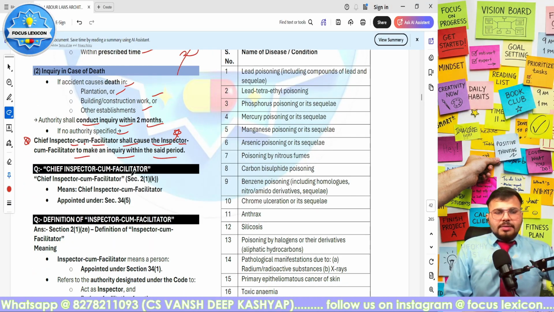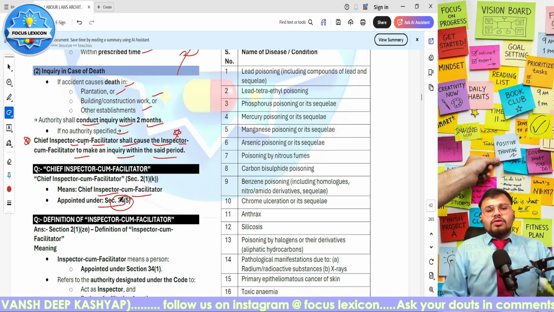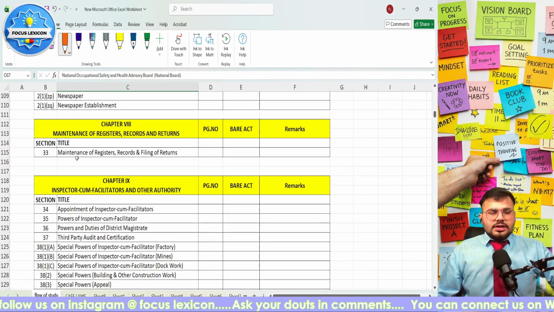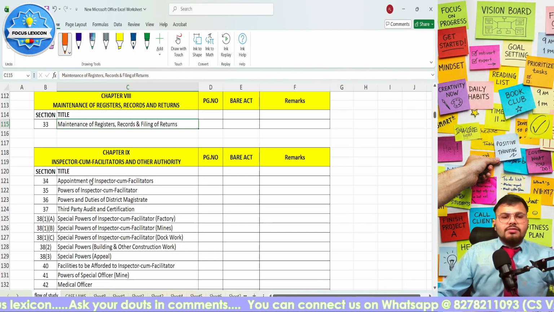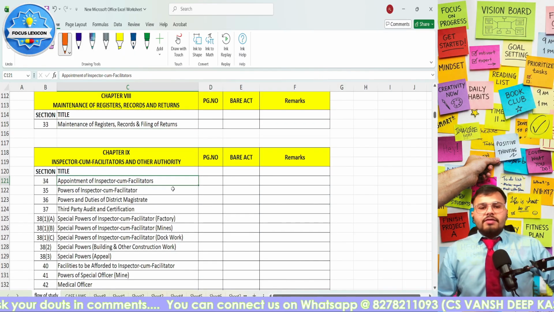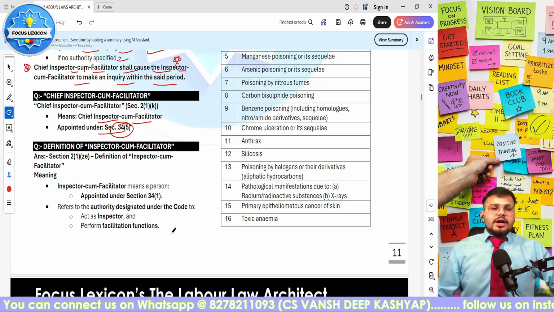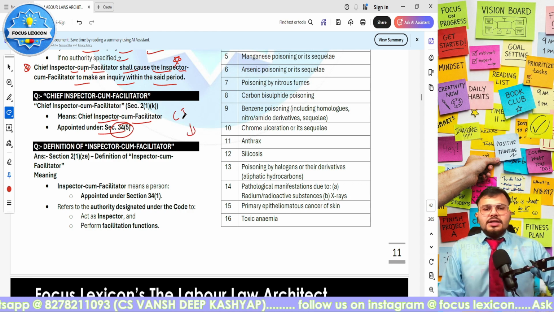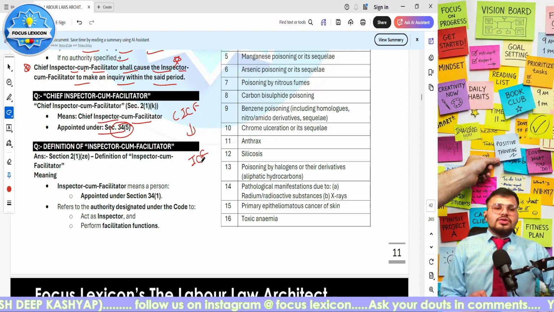Now, who is the chief inspector cum facilitator? It means the chief inspector cum facilitator appointed under section 34(5). What is section 34? Section number 34 is appointment of inspector cum facilitators. Okay, they are designated authorities. Define a definition of inspector cum facilitator. Now he is junior to the CICF. He is the ICF. Okay, he is junior.